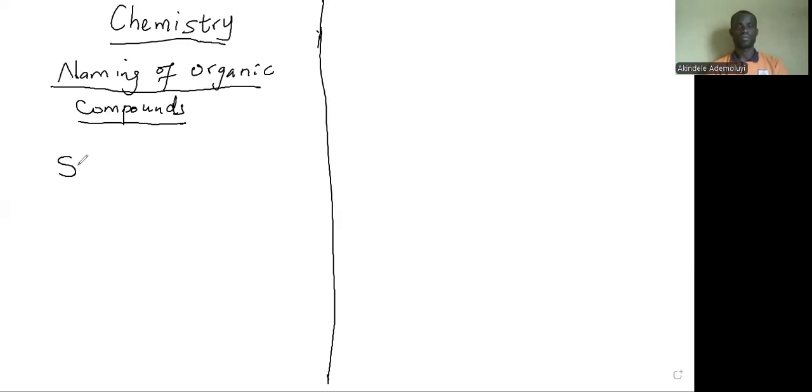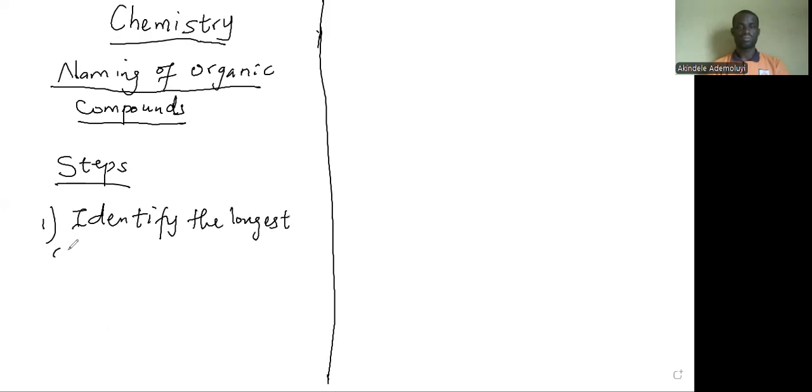Now, what are the steps in naming organic compounds? Step number 1 is to identify the longest continuous carbon chain. When you are given an organic compound to name, you have to first identify the longest continuous carbon chain.